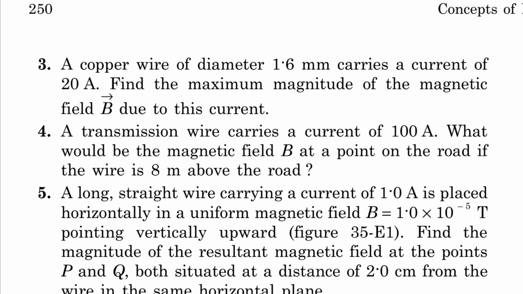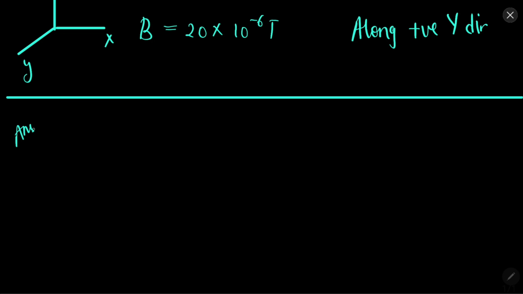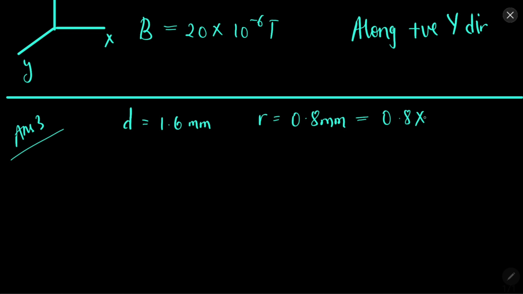In the third question, a copper wire is given. We need to find maximum magnitude of magnetic field due to this current. So this is the third one. So what we have is that the diameter is given 1.6 mm, so the radius will be 0.8 mm, half of the diameter, so it will be 0.8 into 10 to the power minus 3 meters.